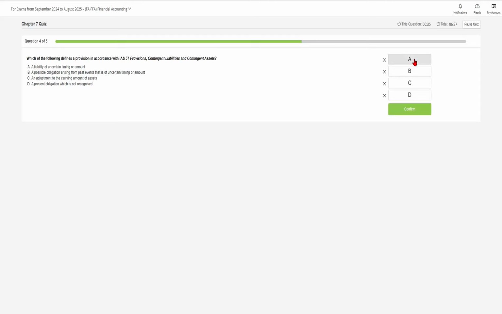But if we talk about option B, a possible obligation arising from a past event that is of uncertain timing or amount. So if it is possible, in that case, it's a contingent liability, not a provision. If we move to option C, an adjustment to the carrying amount of assets. So basically, it refers to impairment, not provision. And the last, a present obligation which is not recognized, so it's a contingent liability again.